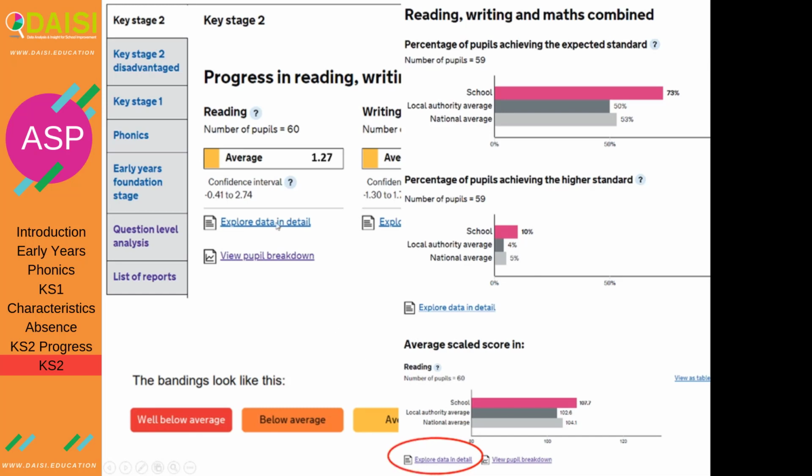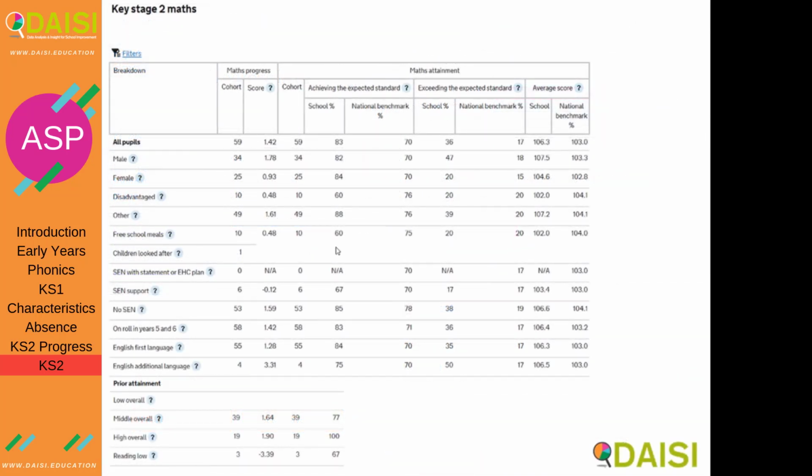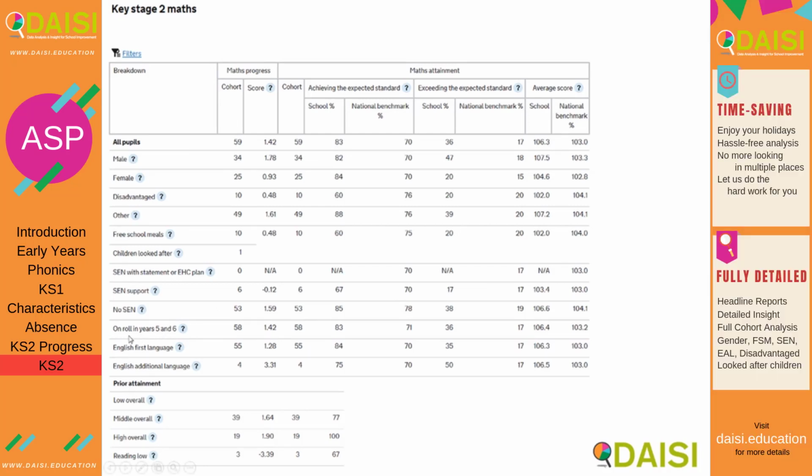So either here in the scaled score or here in the progress. This gets us to the same cohort types that we had at Key Stage 1 with a few additions. Firstly, we have what used to be called on-roll in years 5 and 6. It's now called non-mobile, but I prefer to use my own terminology because it's actually clearer for me. But it means exactly the same thing. And then we have prior attainment: your low overall, middle overall and high overall. And then reading low, reading middle, reading high, writing low, writing middle, writing high, and maths low, maths middle, maths high. Ofsted only uses the overall.